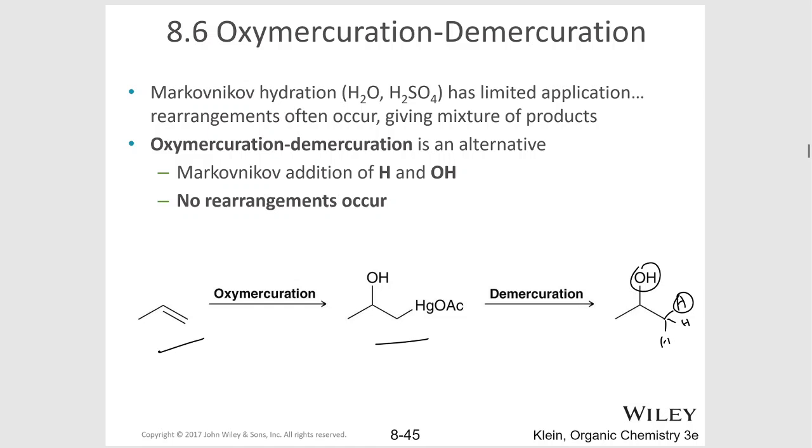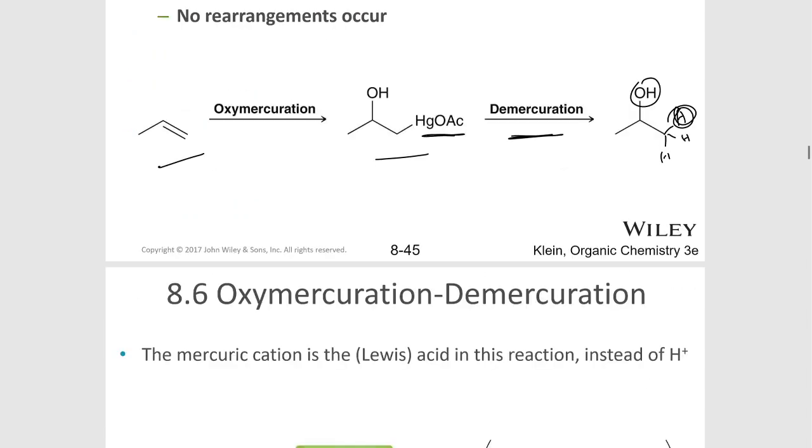It's called oxymercuration-demercuration because we get this mercuric acetate species added to the less substituted side, then the mercury is removed and replaced with a hydrogen. So that's why it's called demercuration.